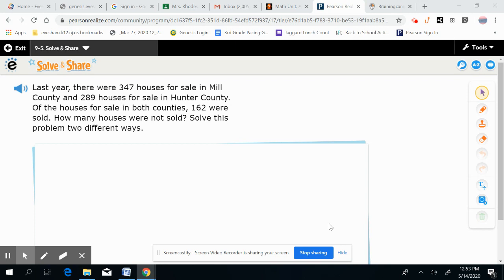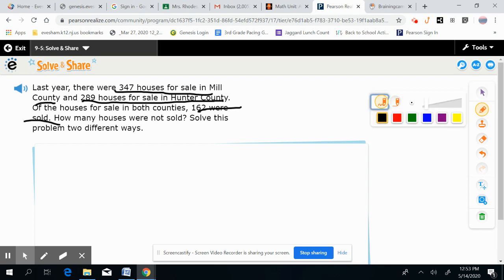So, does anyone notice anything about this problem? What do we know? Hopefully you said, we know that there are 347 houses for sale in Mill County. We also know there were 289 houses for sale in Hunter County. Of the houses for sale in both counties, we know that 162 were sold. What do we need to find out? We need to find out how many houses were not sold.